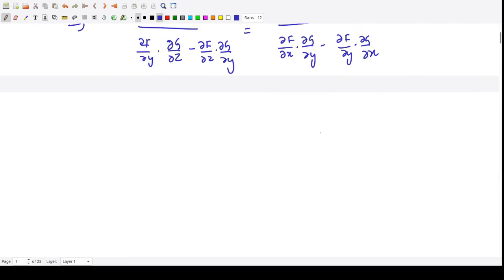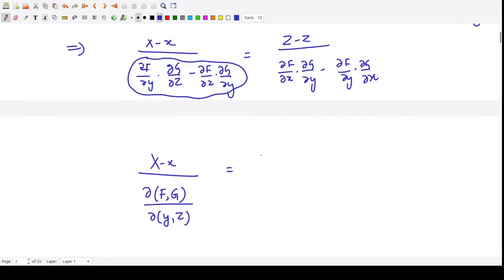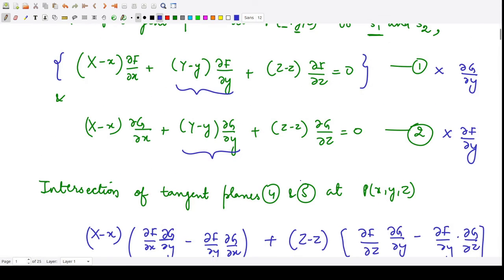And now if you see closely, what is this expression? This is the Jacobian for the function. So (x - x₀) divided by the Jacobian of the function f and g, or the surface f and g, with respect to y and z. And what is this quantity here on the right hand side? It would be (z - z₀) divided by the Jacobian of f comma g divided by x comma y. So this is one factor. Similarly, when you eliminate this factor, you have another expression, and when you eliminate this particular expression, you have another factor.